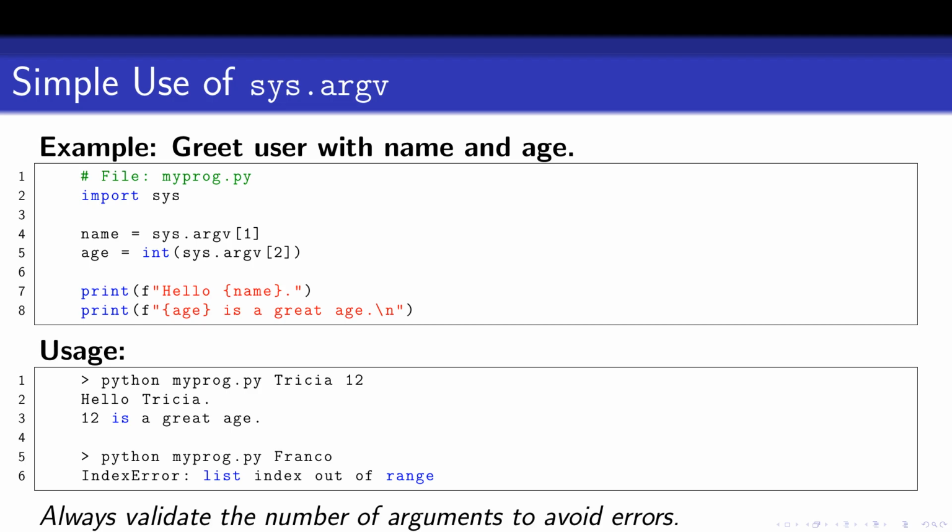However, there's a catch. If the user forgets to provide both arguments, Python will raise an index error. That's why it's important to validate the number of arguments before accessing them. While this example is simple, it illustrates how command line arguments can make your Python programs more flexible and automation-friendly, especially when integrating scripts into workflows or passing parameters from external tools.